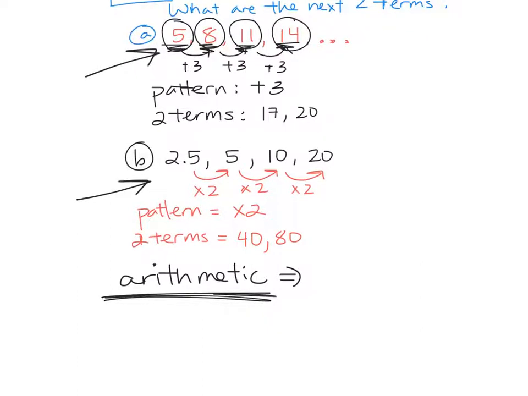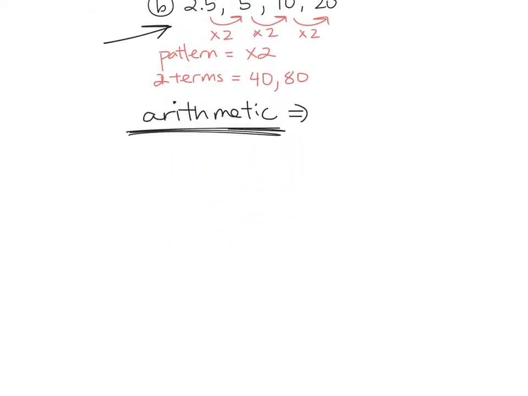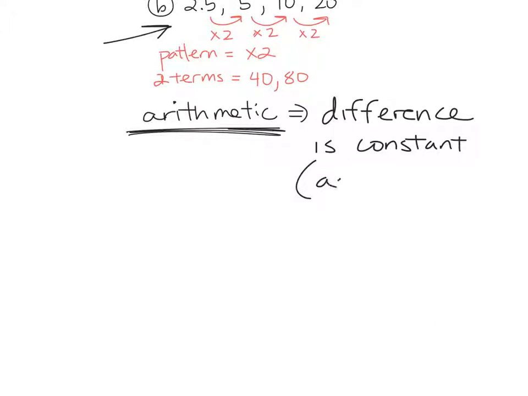So I want to know, do you want a definition for arithmetic here? Let's see. The difference is constant, also known as you add to get the next term. Okay, so if you can add to get to the next term, the same thing every time, then you have an arithmetic sequence.